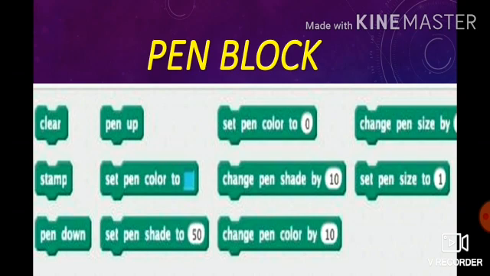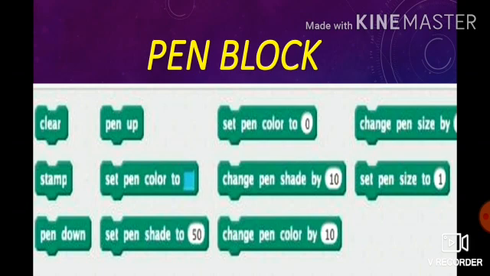Your next block is the pen block. The pen block has instructions that provide a trail for the sprite, to change the color of the trail and so on. Your first instruction is pen down. This instruction puts down the sprite's pen so that the sprite will draw as it moves. That means the pen will leave a trail as soon as the sprite moves.